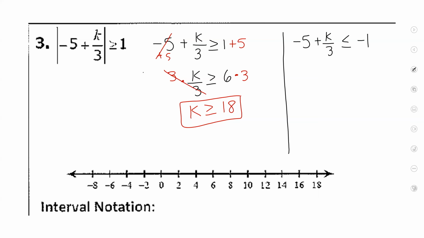Okay, so let's go ahead and graph this. Go to 18. What kind of circle am I going to draw at 18? Closed, because there's an equal sign. So I'm going to put a closed circle at 18. And this is the greater than symbol. So what numbers are greater than 18? To the left or to the right? To the right. So draw an arrow this way.